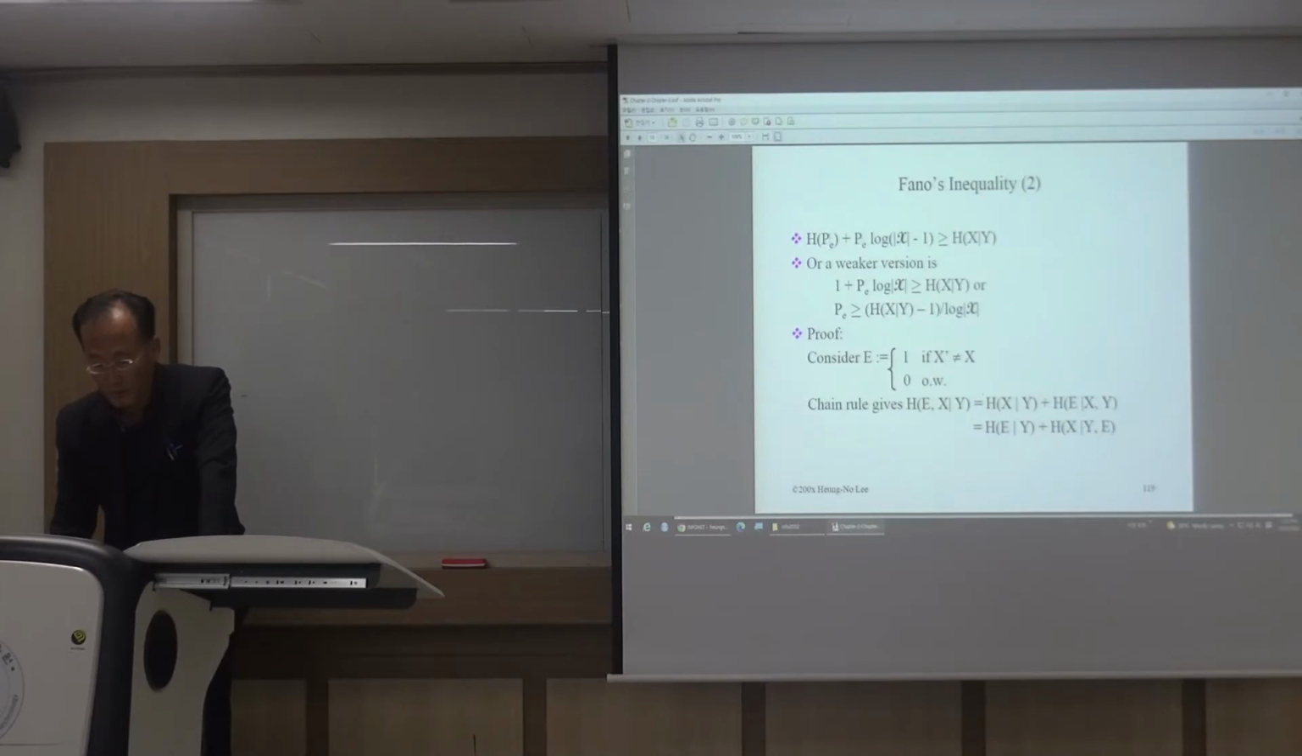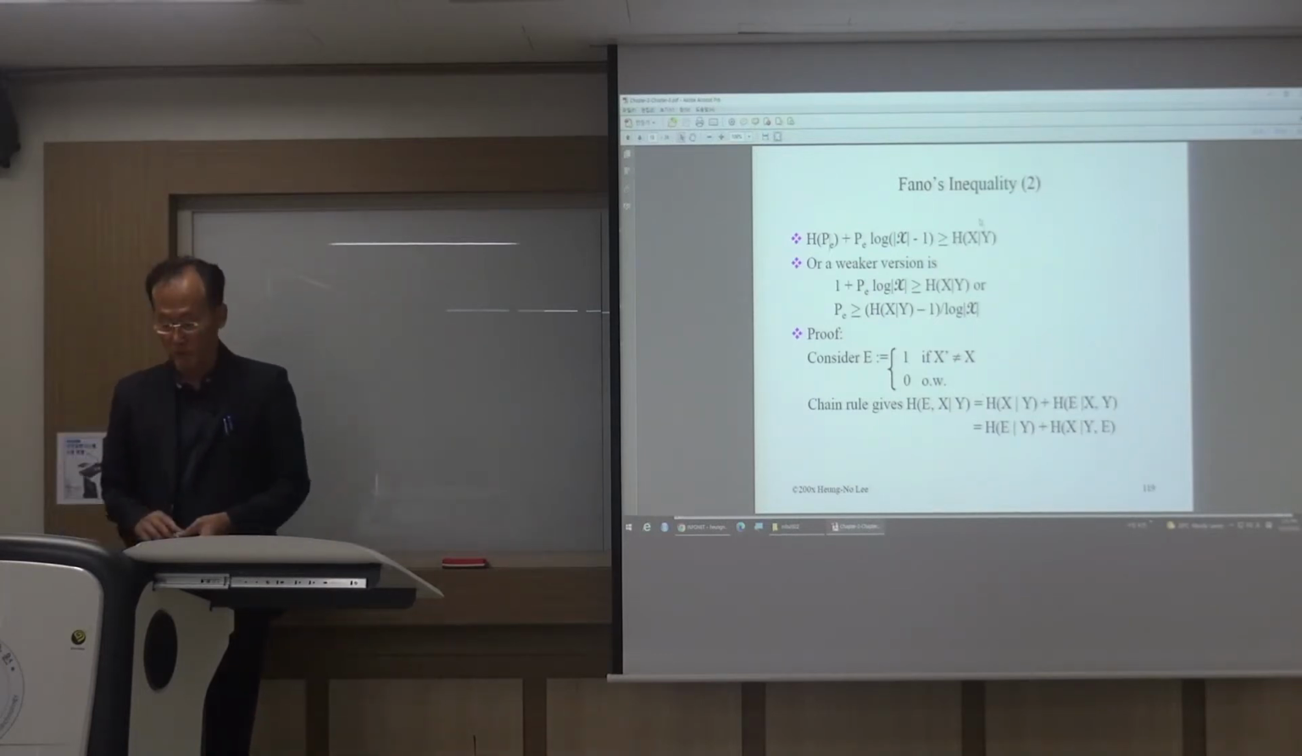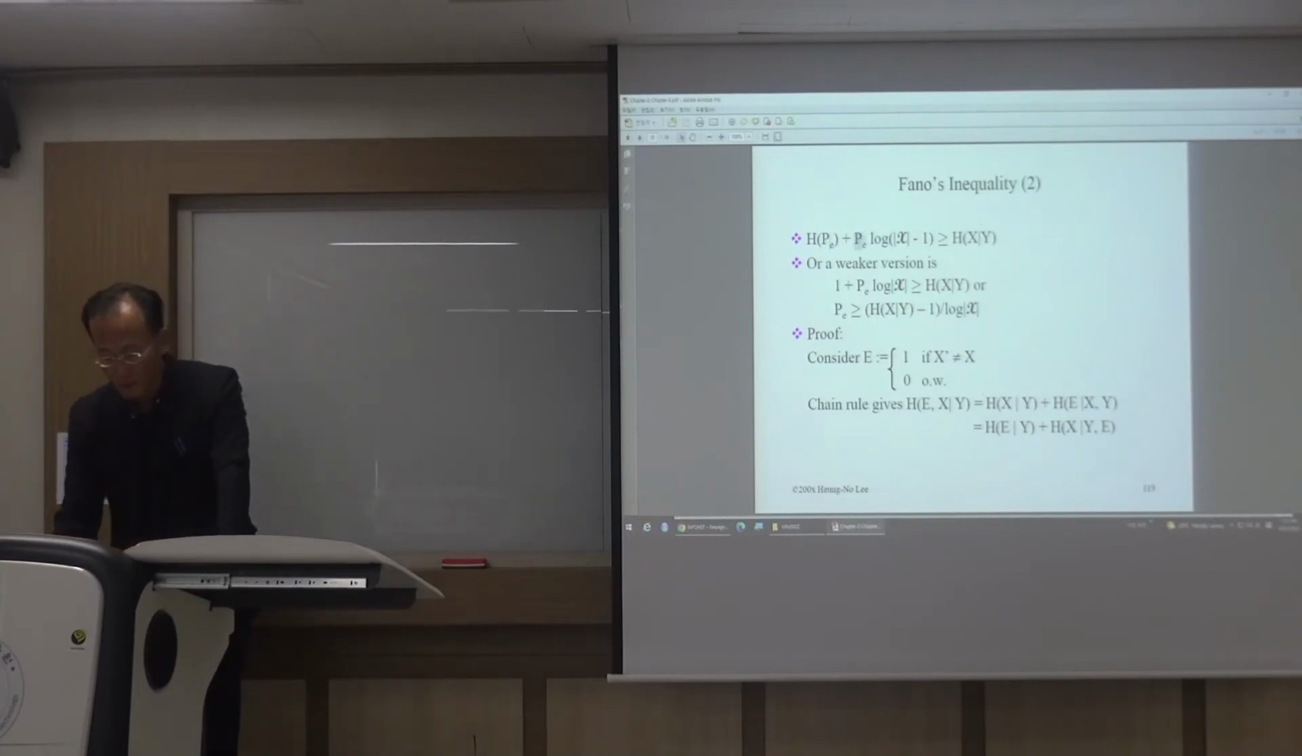And then P_E times log of the size of the alphabet of the input set, |X| minus 1. This one is greater than or equal to the entropy of X given Y. Okay, that's Fano's inequality. And then since I want to arrange things so that I can evaluate the relation between P_E and H of X given Y, I move things around and then I obtain this. So the probability of error is lower bounded by the entropy of X minus 1 divided by the log of the size of the alphabet.